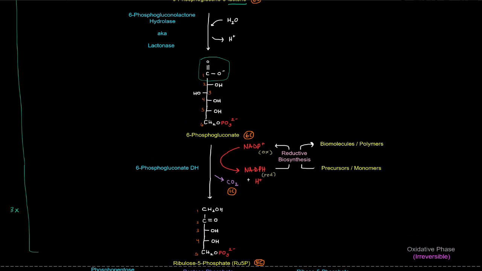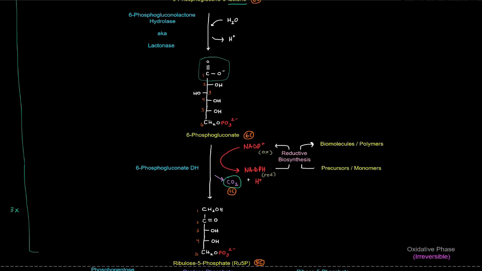So that 6-phosphogluconate is going to be oxidized to ribulose 5-phosphate, or RU5P. That carboxyl group comes off as carbon dioxide, and we oxidize this carbon here, carbon number 3 here, which becomes carbon number 2 here, to make ribulose 5-phosphate.